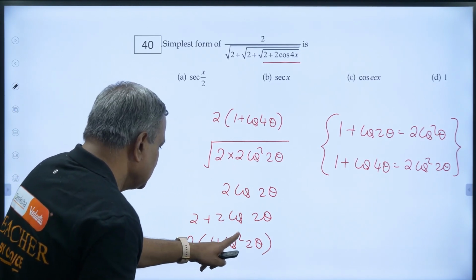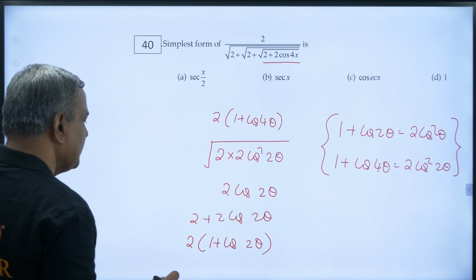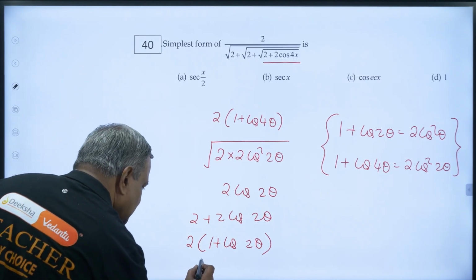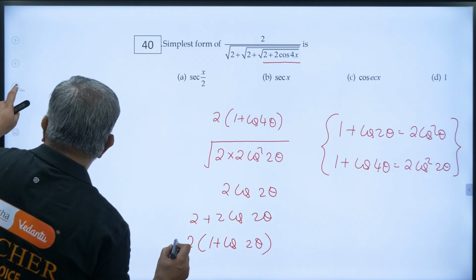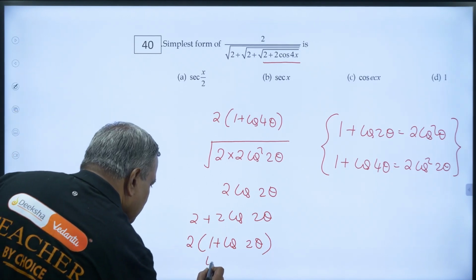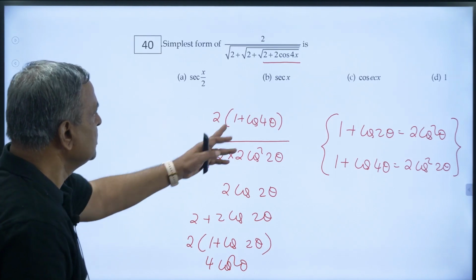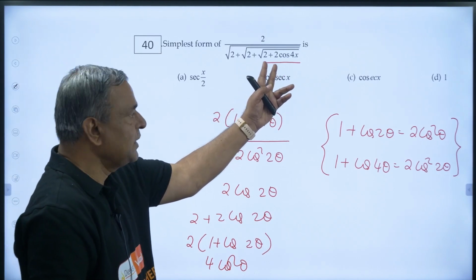So again you take 2 common. What happens? 1 plus cos 2 theta. 1 plus cos 2 theta is nothing but you get 4 cos square theta. So this will give you cos 2 theta.